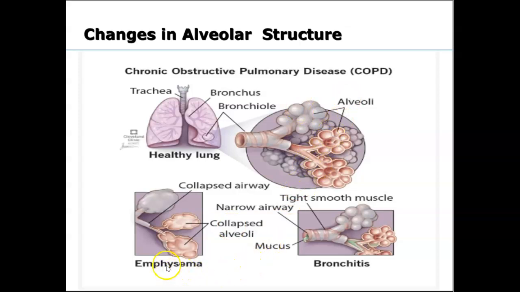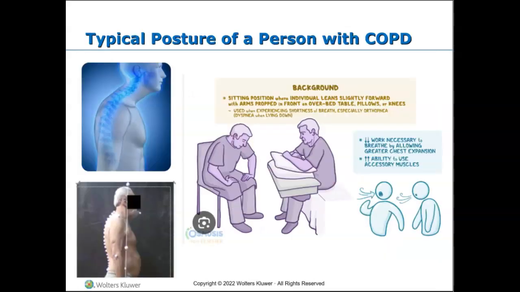When you have emphysema, you get these collapsed airways leading to collapsed alveoli, which is terrible. And then with chronic bronchitis, what you get is the mucus buildup in those airways with the tight smooth muscle due to that inflammation, right? Causing narrowed airways. So not only are the airways narrowed, but now they also have all this excess mucus. And we know that CO2 and oxygen don't go through mucus, right?